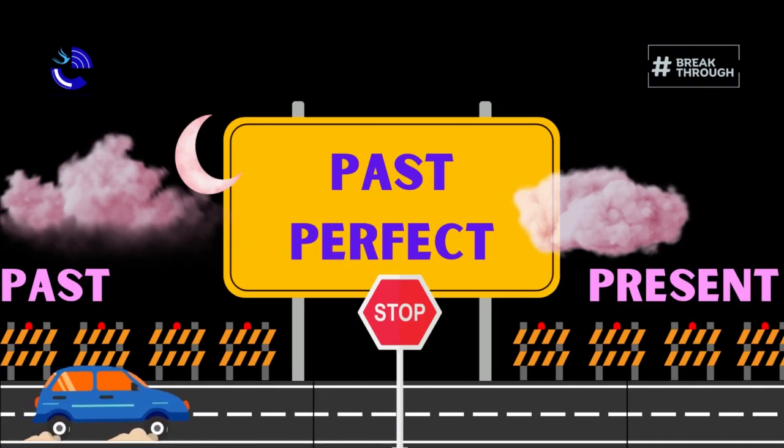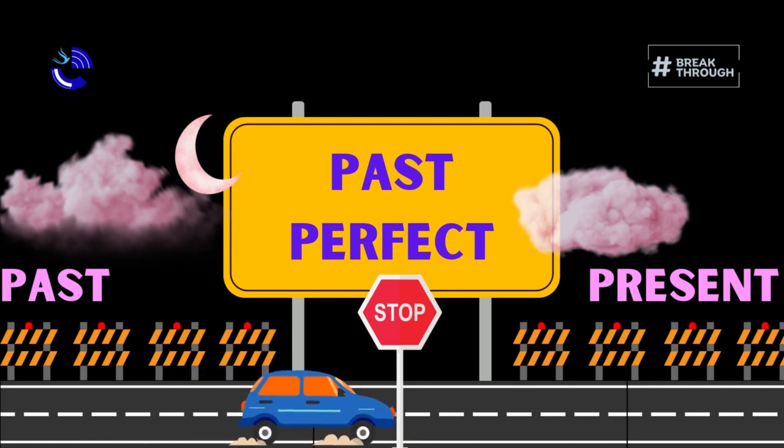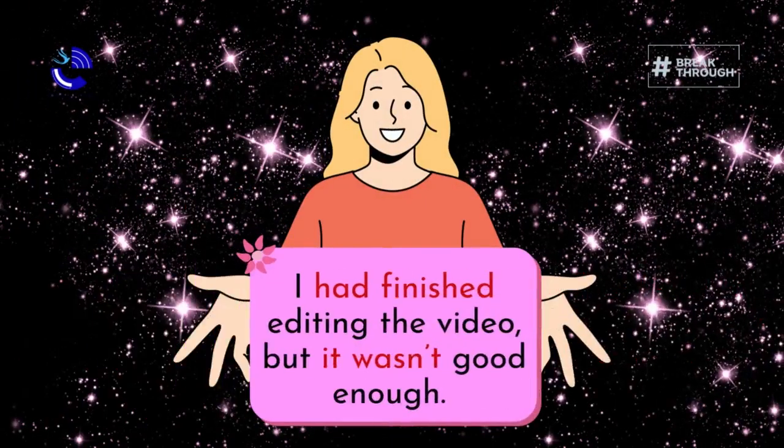kind of a mixed function of grammar feature. And past perfect is usually combined with past simple. Take a look at this example. This means an activity of editing happened before a thought of quality of the video. Get it? Now let's check out the structure of both tenses.